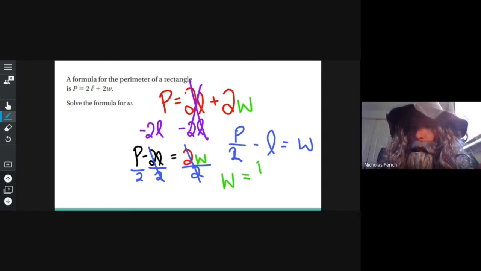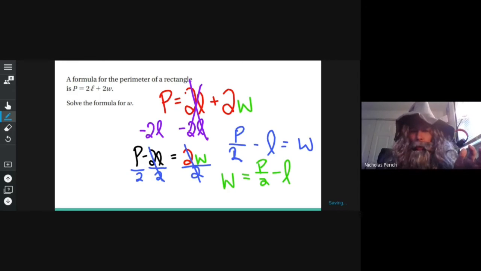So W equals P divided by 2 minus L. Now W is all alone.